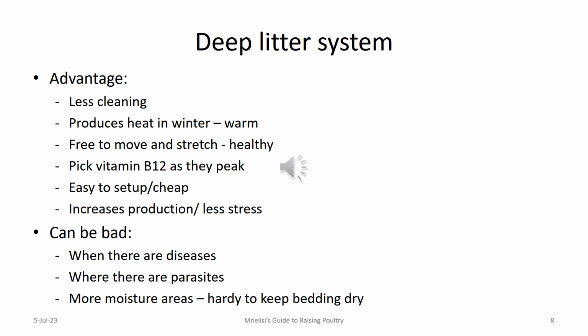The advantages of a deep litter system is that it does not require a lot of attention. It's easy to clean, and it will produce heat which is good in winter. Also, on the deep litter system, chickens are free to move and do other activities that are healthy for chickens, and they will peck and pick vitamin B from the litter. It's easy and cheap to set up this system, and it increases production and reduces chicken stress.